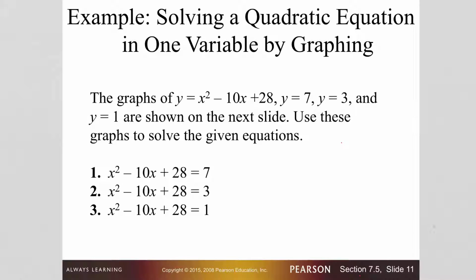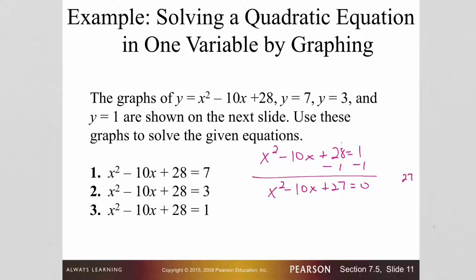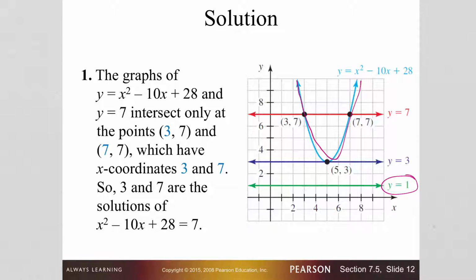Alright, so x squared minus 10x plus 28 equals 1. I would subtract 1 from both sides. Now, I want factors of 27 that add up to be negative 10. The factors of 27 are negative 1, negative 27, positive 1, positive 27, 3 and 9, negative 3, negative 9. None of those add up to be negative 10. So there are no solutions to this. And that's exactly what we hoped we were going to get, because that green line right here never touches that parabola.